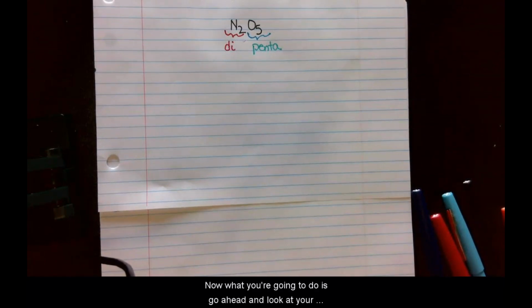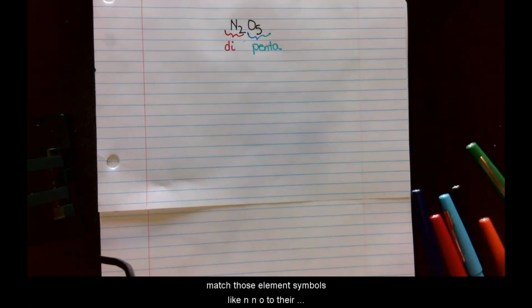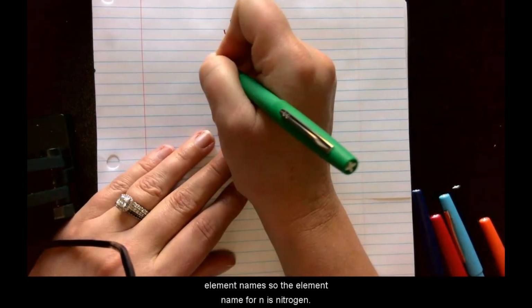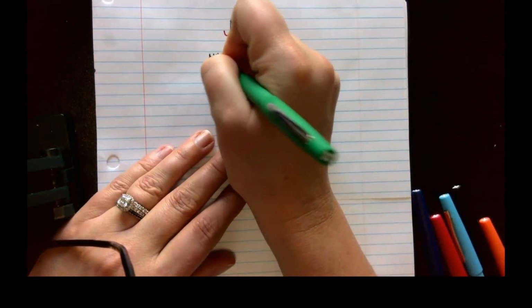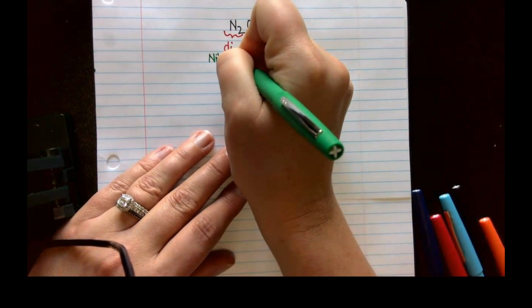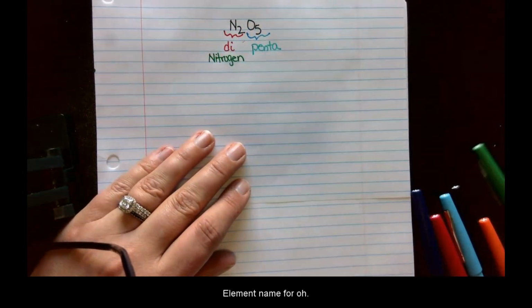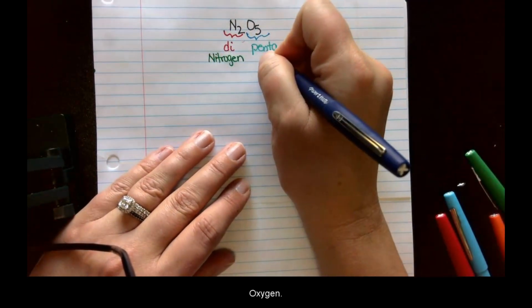Now what you're going to do is go ahead and look at your periodic table, and you're going to go ahead and match those element symbols like N and O to their element names. So the element name for N is nitrogen. And the element name for O is oxygen.